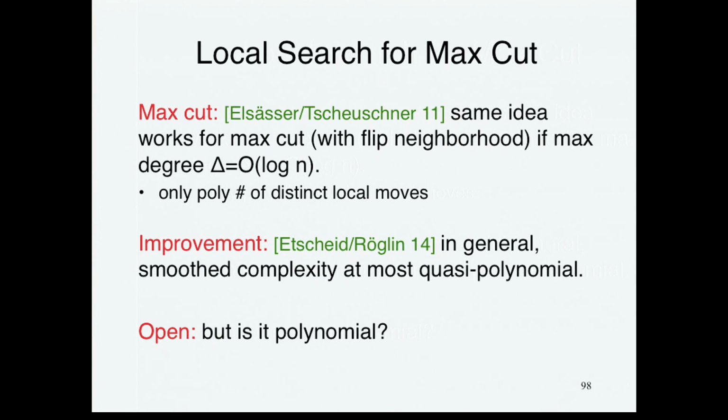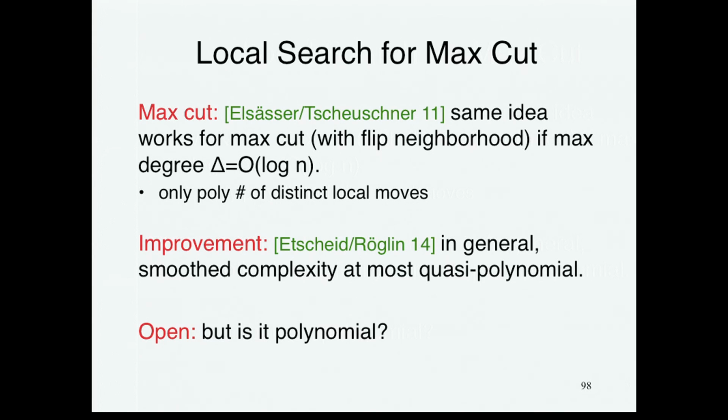If the graph you're doing this on has bounded degree, or degree up to log n, it's pretty easy to prove that there's only a polynomial number of different local moves that ever come up. So again, by the isolation lemma and the union bound, you can prove that all of them make healthy progress, and therefore you're not going to take that many steps. But what about in a general graph? In a general graph, there are an exponential number of fundamentally distinct local moves you might take, and we actually do not know the smoothed running time of local search for max cut with a flip neighborhood in a general graph.